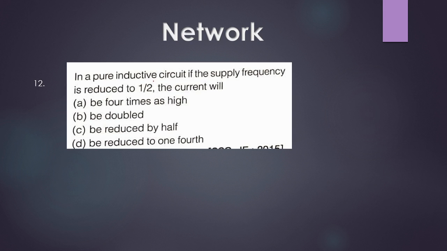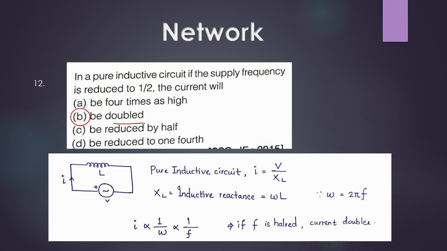Next question. In a pure inductive circuit, if the supply frequency is reduced to half, what will happen to the current? If the supply frequency F is reduced to F by 2, then what will happen to the current? The answer will be double, because in a pure inductive circuit I equals V by XL, where XL equals omega L, where omega equals 2 pi F. So you can say I is inversely proportional to omega and inversely proportional to F. So if F is half, current doubles. So the answer will be B.